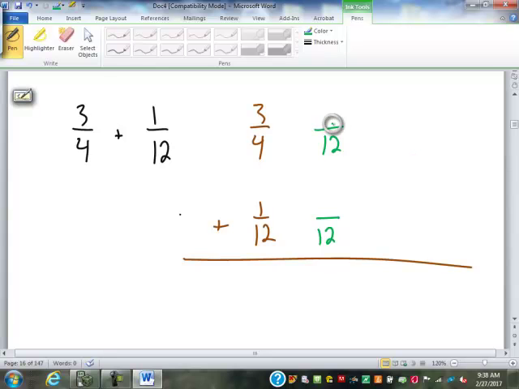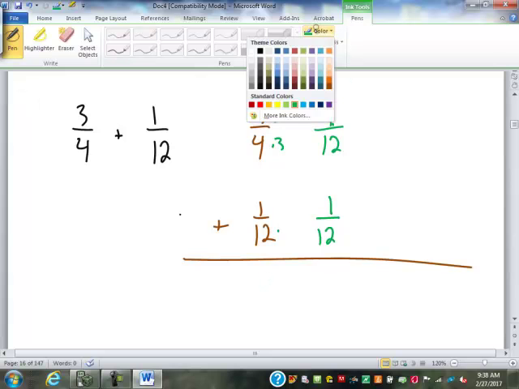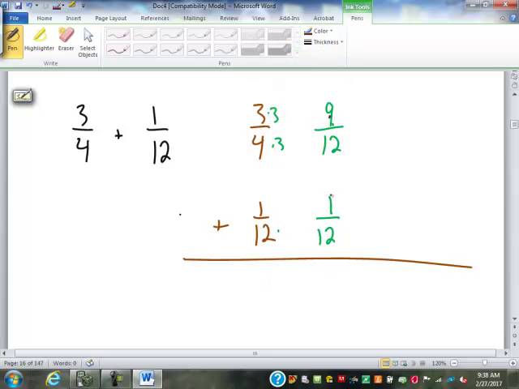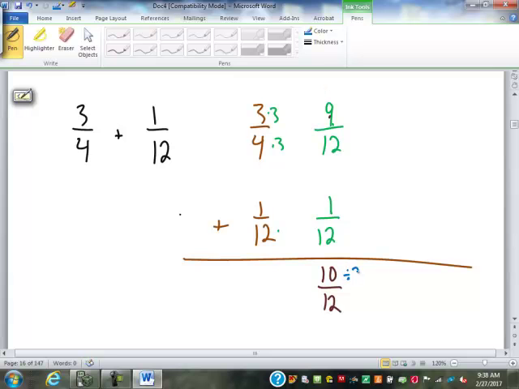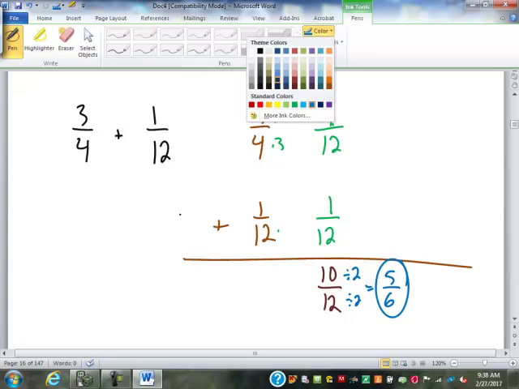So what's this going to become? 9, yes. 4 times 3 makes 12, so 3 times 3 makes 9. How about this one? It's going to stay 1. The 12 doesn't change, so the 1 doesn't change. So now we've got 9 plus 1 is 10. We keep the same name of 12ths. And of course, that needs to be reduced. Both divide by 2, give me 5 6. So just because we use the least common denominator does not guarantee that we don't have to reduce the answer. Just makes it less likely that we'll have to.